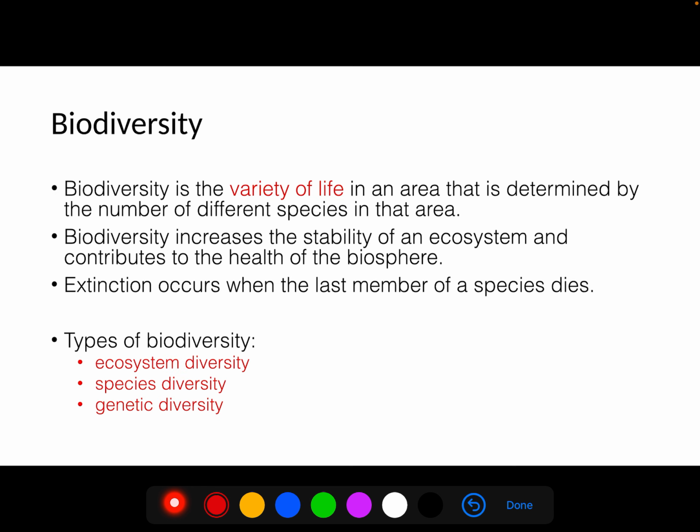So biodiversity is the variety of life in an area, okay? And so biodiversity, why is it important? It increases the stability of an ecosystem and the health of our entire planet, okay? Of course, when that stability is not happening, for various factors, extinction can occur when the last member of a species dies. There's 3 different types: ecosystem, species, and genetic diversity.